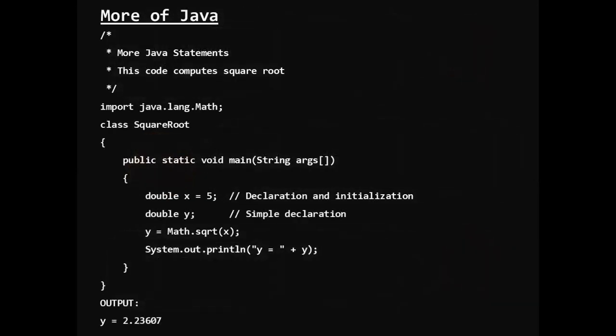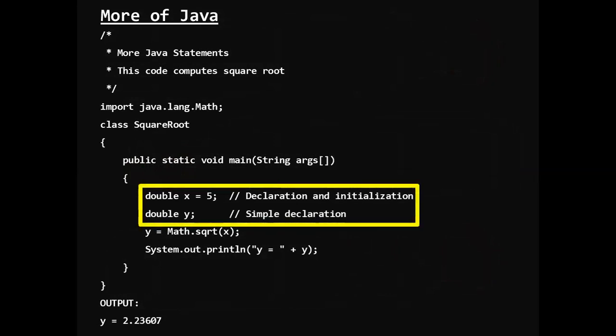One more example of Java. Assume that we would like to compute and print the square root of a number. This is a slightly complex program. This program, when compiled and run, produces the output y equals 2.23607. The structure of the program is similar to the previous one except that it has more number of statements.